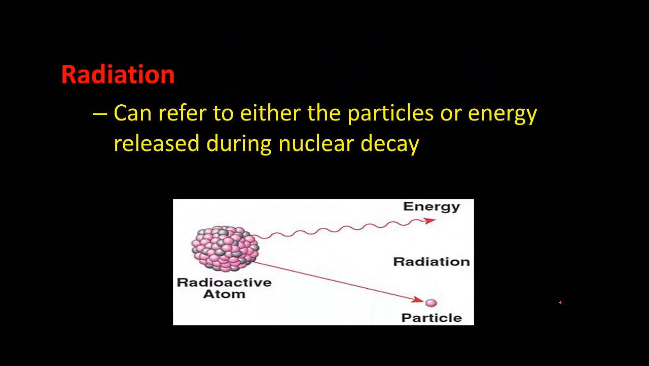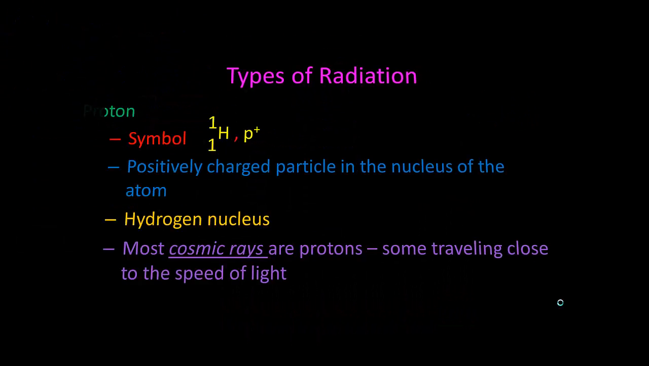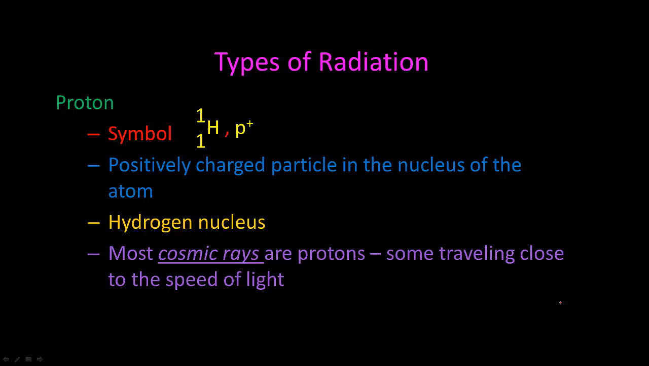Now when we talk about radiation, we are talking about one of two things. We're talking about the energy that's released or the particles that are released, and particles have mass. So now let's talk about the types of radiation, the particles and the energy.